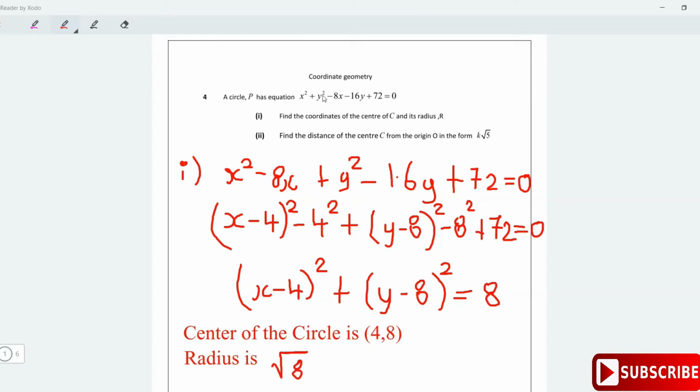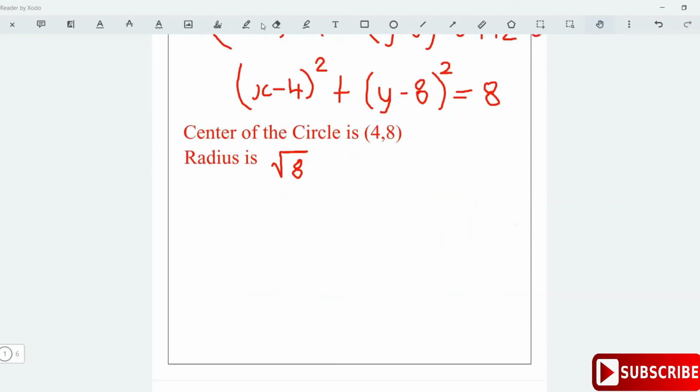So we went from general form to standard form so we can find the center of the circle and its radius. The next part says find the distance of the center from the origin in the form k root 5. So we want the distance from the origin to the center of the circle. Let's call the distance OC.